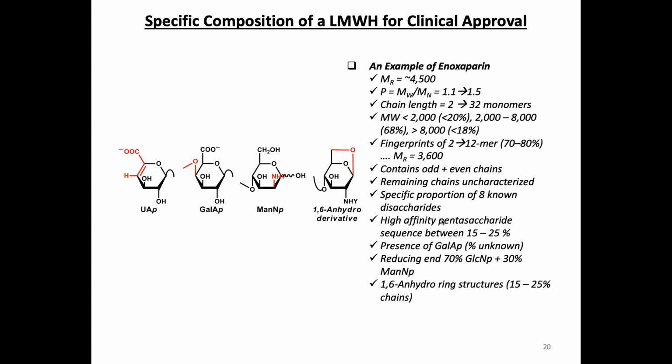And this is the 1,6-anhydro structure. This is the 1,6-anhydro part. This is mannosamine, and this is the unsaturated thing. So these are the 4 non-natural structures that are present in the low molecular weight heparin called enoxaparin. Is that clear? Yeah?